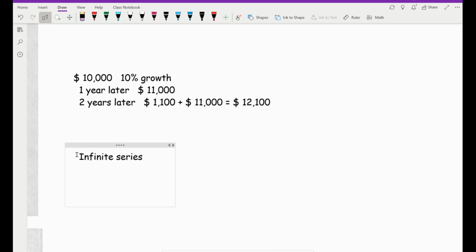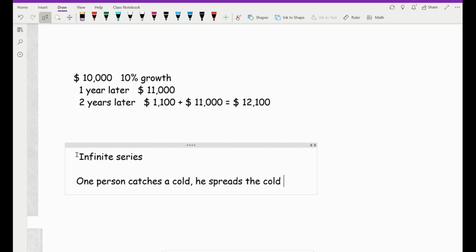Let's see, give an example here. Let's say one person catches a cold. And this person can spread it. He spreads the cold to 2 other people. And both of those people can spread it to 2 other people as well. They can keep spreading to 2 other people who are infected by the first 2.